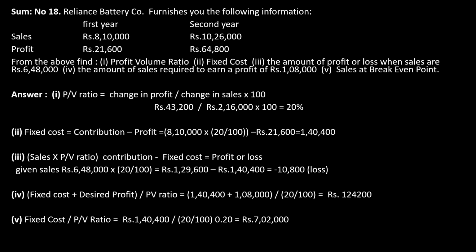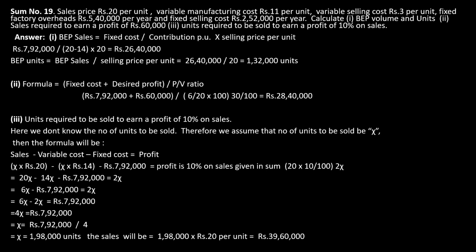Sum number 19. Here, the sales price, which means per unit, rupees 20. My variable cost, that is manufacturing cost, rupees 11 per unit again. My variable selling cost per unit, rupees 3. Which means there are two types of variable costs given in the sum, which means we have to add them together. So here 11 rupees plus 3 rupees will give me 14 rupees. That will make my total variable cost.